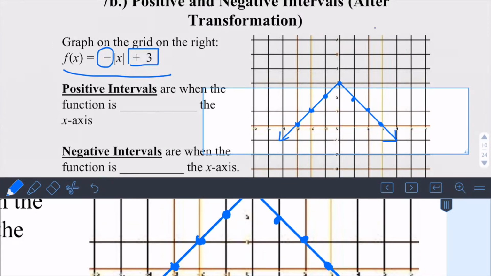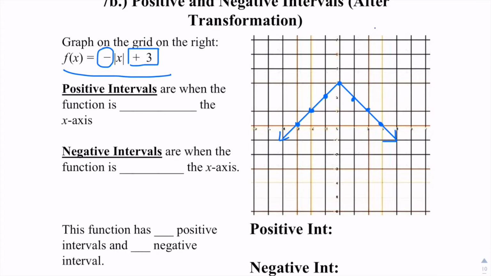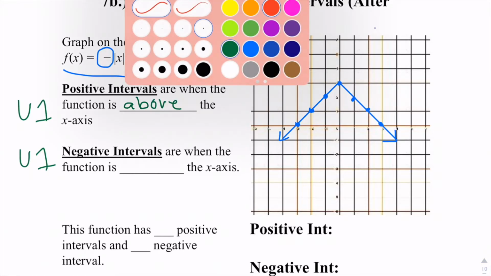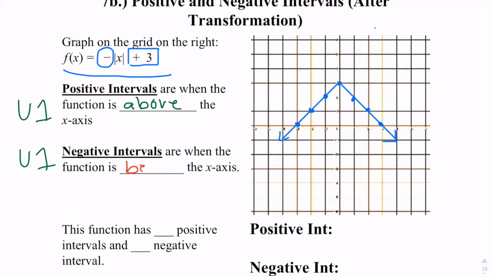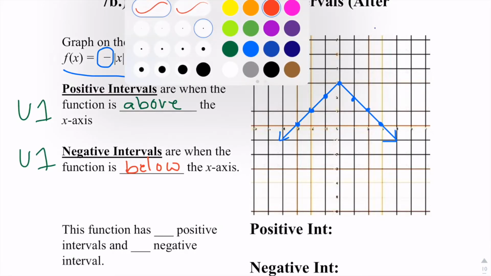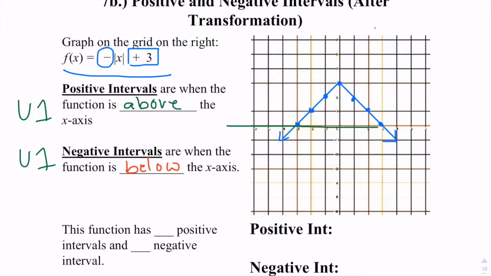It goes on forever. If you recall from the linear unit, unit 1, positive intervals are when the function is above the x-axis, and negative intervals are when the function is below the x-axis. Like we did in part 7a, let's draw in our axes. That's our x. That's our y.